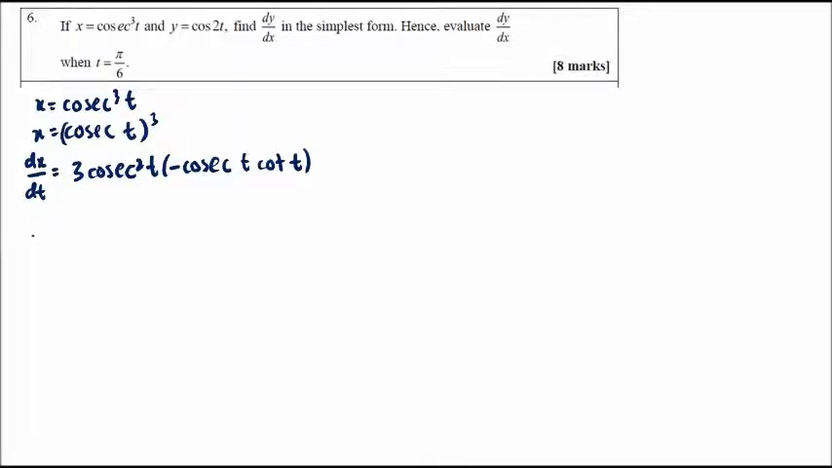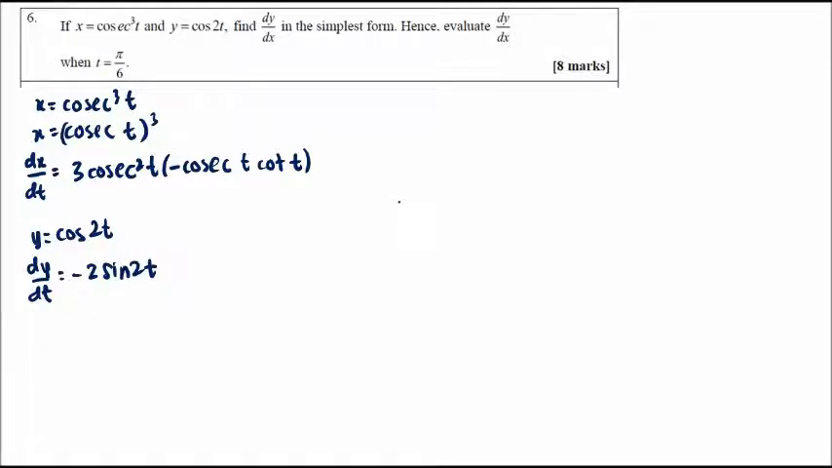Now we also have the second equation, which is y equals cos 2t. To find dy/dt, when we differentiate y with respect to t, you will get negative 2 sine 2t. So this is our dx/dt and also dy/dt.